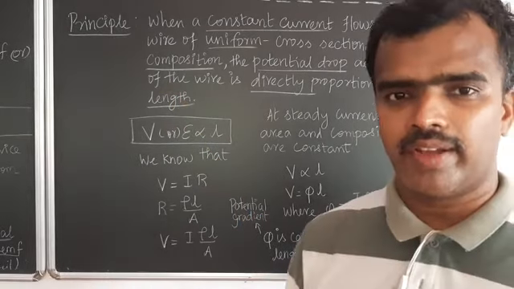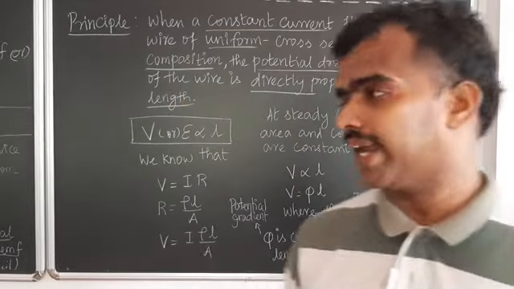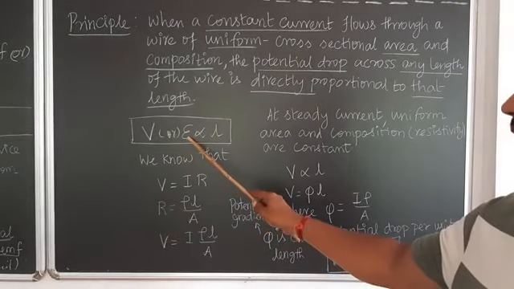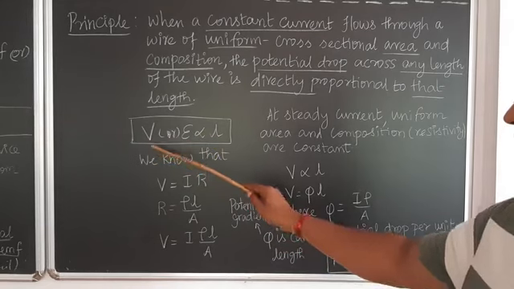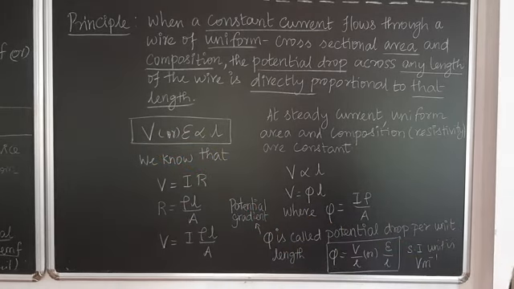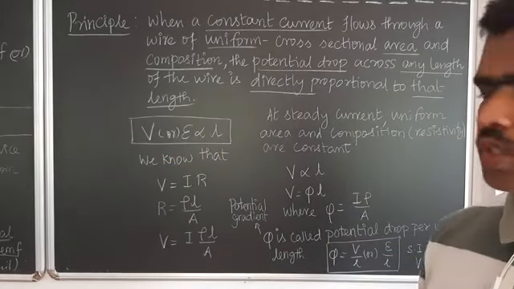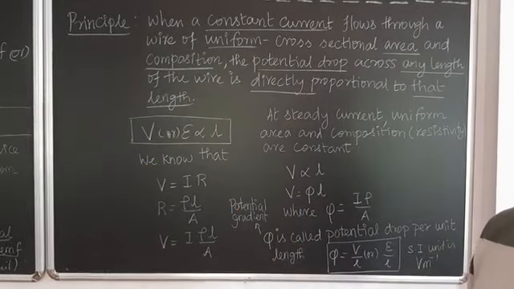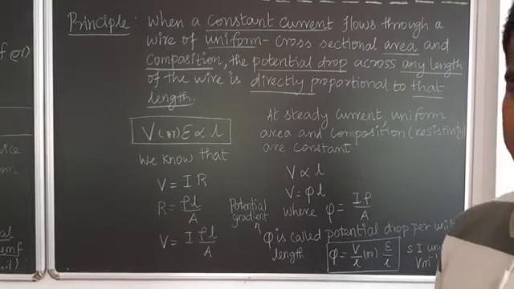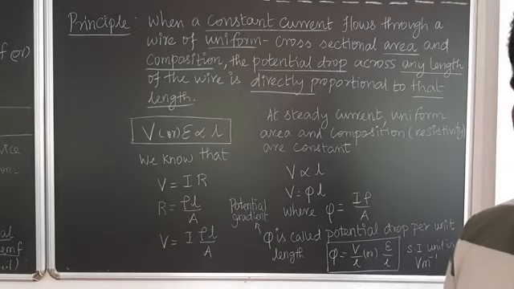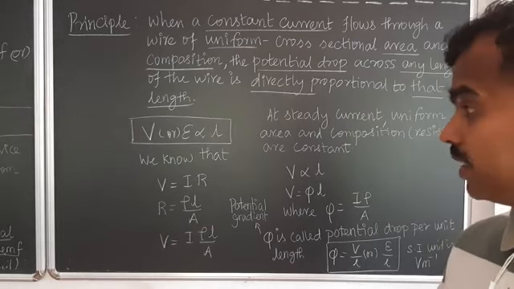So, how to derive this equation? V is directly proportional to L, E is directly proportional to L, we have written here. The potential difference or EMF is directly proportional to L. So, how can we derive this equation? As we know Ohm's law, V is equal to IR. What is R? Resistance. I is current. V is potential difference or voltage.